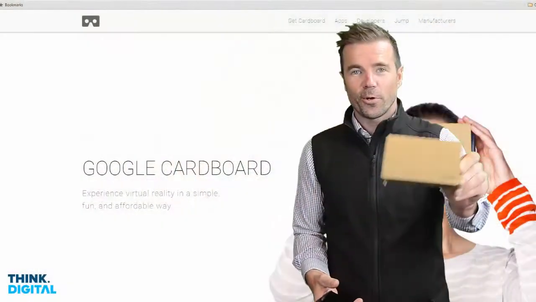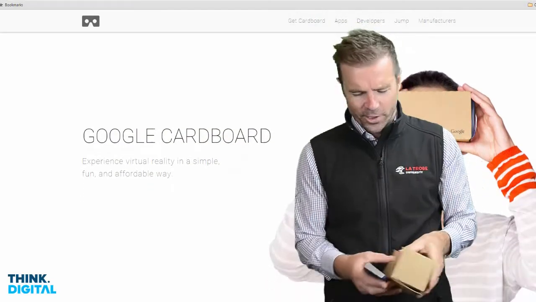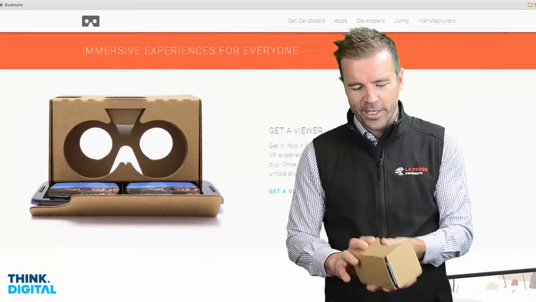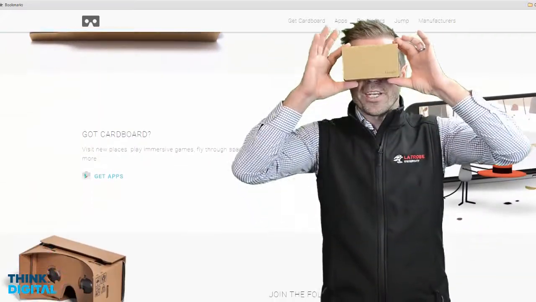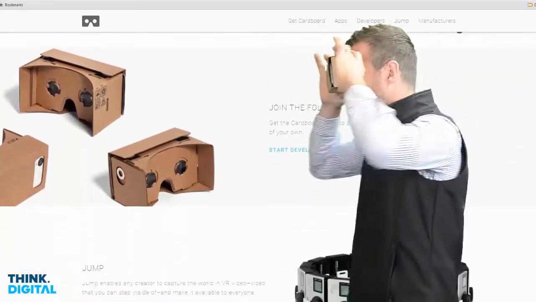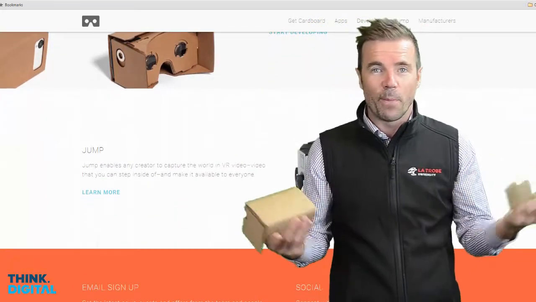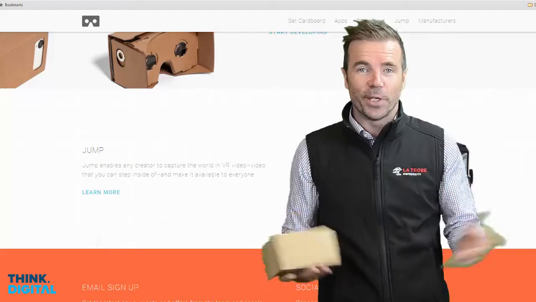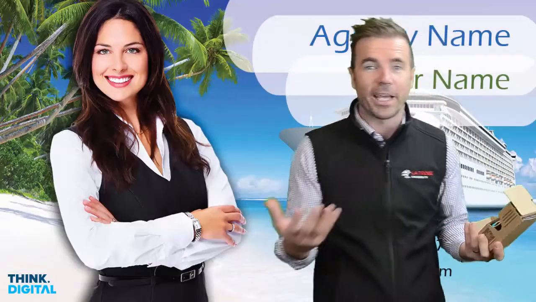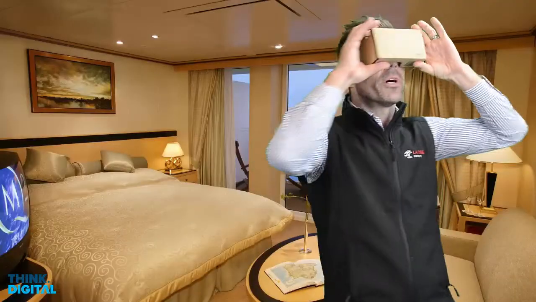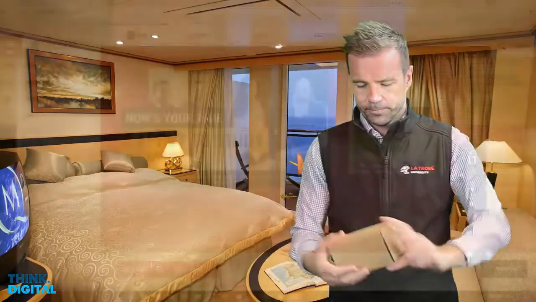So here, I also introduced Google Cardboard. You've got to love this. You place your smartphone into the holder and it immerses you into a 360-degree virtual reality. Fantastic when you're trying to market a destination. It could be a tour guide, marketing a cabin on a cruise, so the person can go, oh yeah, I like that.